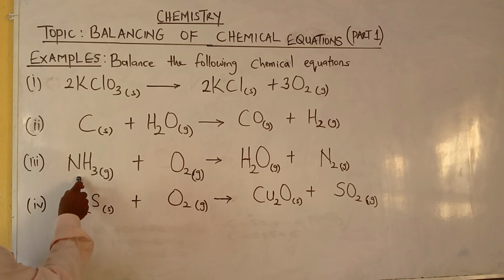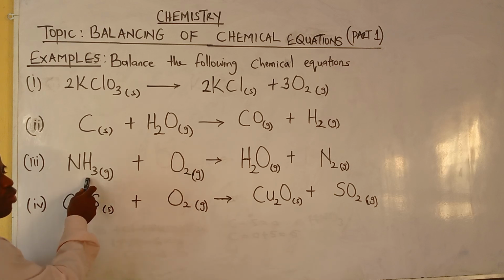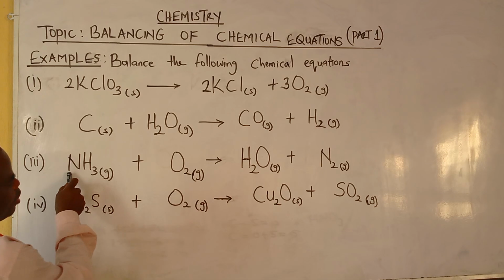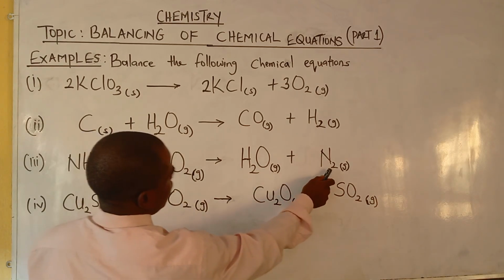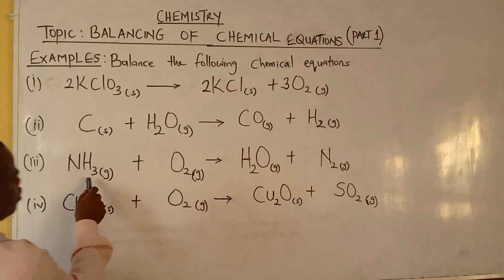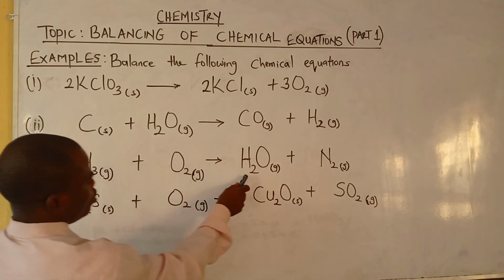We have this ammonia, because we're having 3 here, but if it is ammonium, there will be 4 here. But this is ammonia. Okay, how many nitrogen? 1 here, we're having 2 here. Hydrogen 3, we're having 2 here.